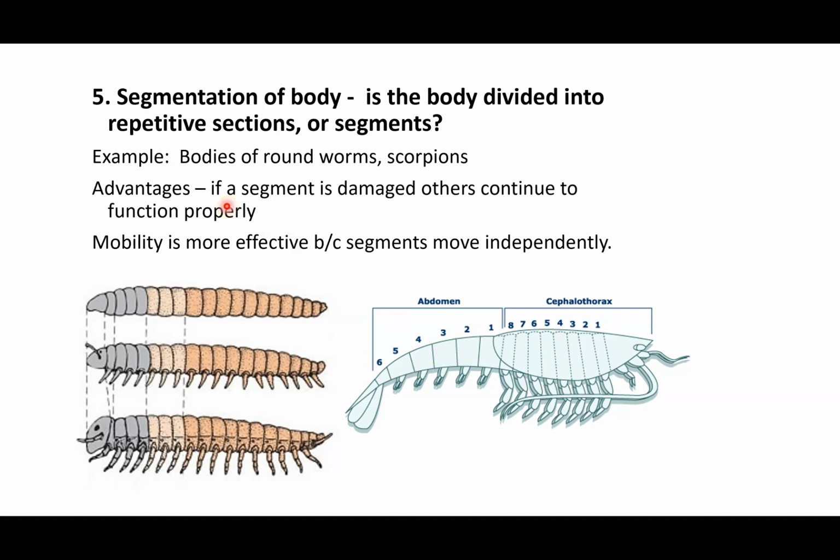What is the advantage of having a segmented body? If a segment is damaged, others continue to function properly because they are identical repeats. So all the essential organs are in each of these segments. Mobility is more effective also because the segments move independently. And you might have seen centipedes and millipedes that have many legs coming out of each segment, so they move fairly fast and it's difficult to catch them. Having all these segments and all these limbs for movement allows them to be very effective at escaping predators, for example.